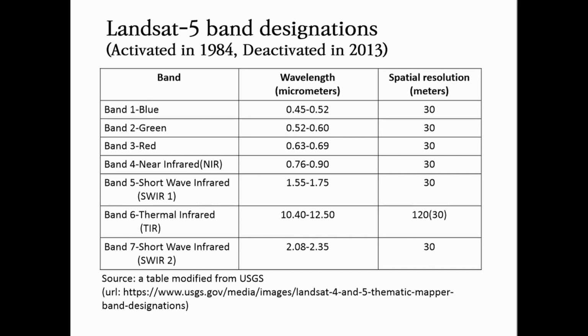This table shows the Landsat 5 band designations. Landsat 5 images consist of 7 bands. Band 1 is the blue band. Band 2 is the green band. Band 3 is the red band. Band 4 is the near infrared band. Band 5 is the shortwave infrared band. Band 6 is the thermal infrared band. Band 7 is also a shortwave infrared band. Each band has different wavelengths with the same spatial resolution, 30 meters.